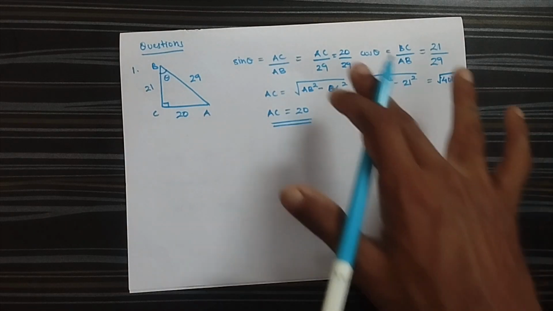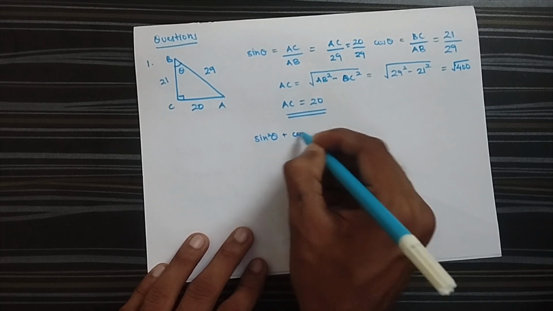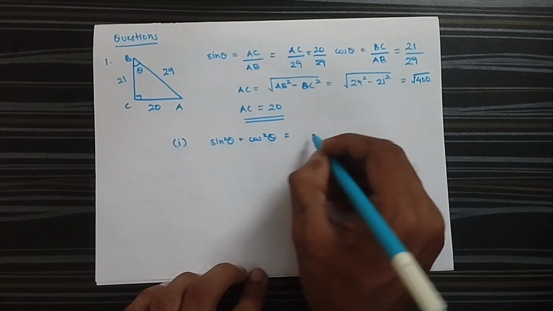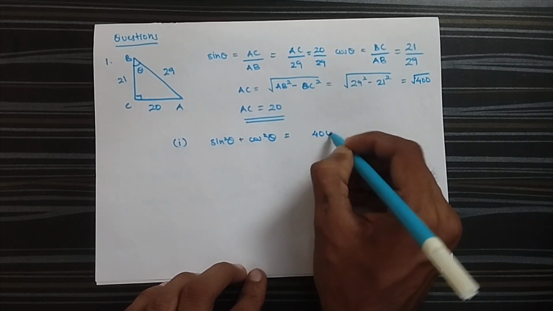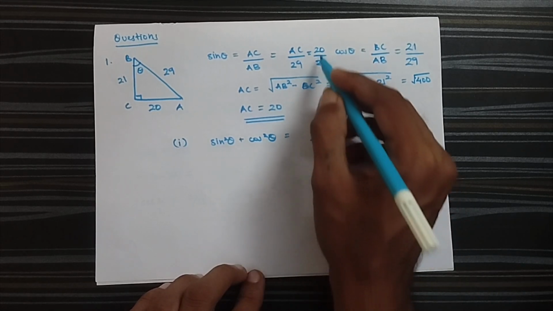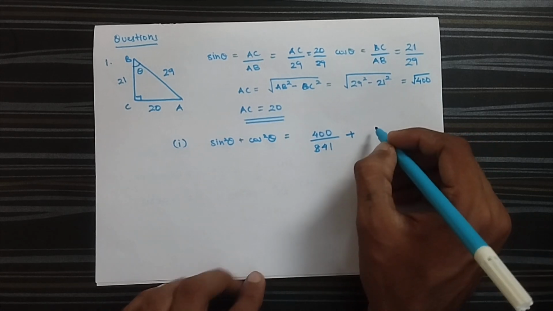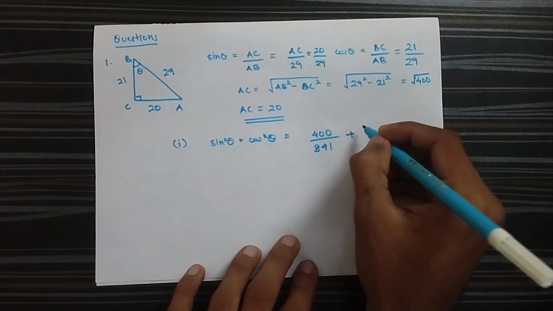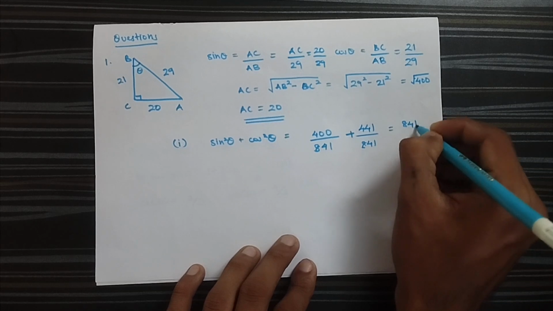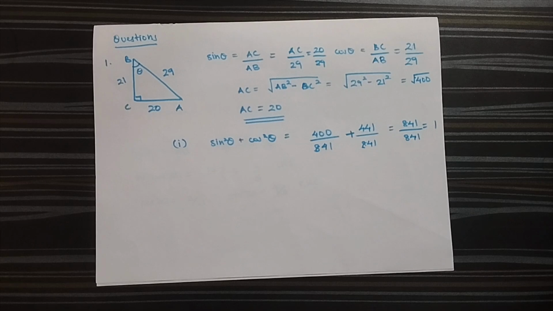So we have been told to add these two, because we need to find sin square theta plus cos square theta for the first sub question. Sin square theta would equal 400 by 841, because 20 by 29 whole square is 400 by 841, plus cos square theta, 21 whole square, 441 divided by 841, which would equal 841 by 841. Cancel both out, we get 1, just like the identity said, but we have proved it.